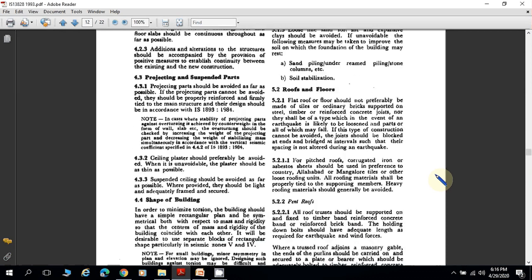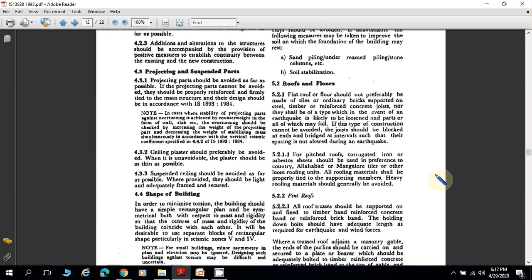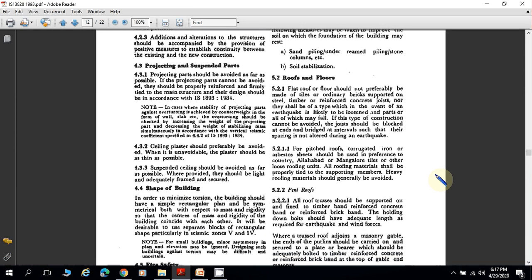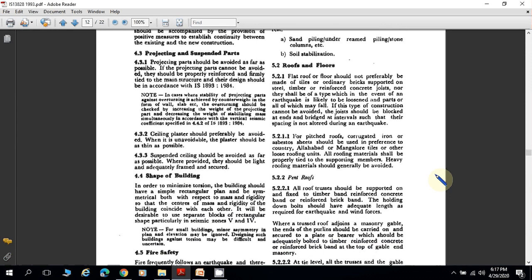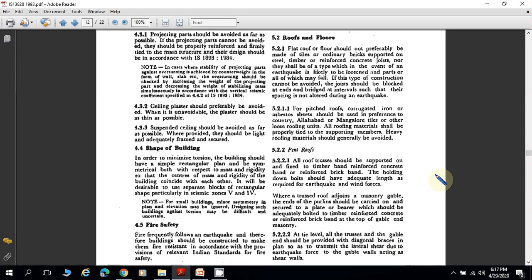Roofs and floors: the roof should be as light as possible, and a flat roof or floor should preferably not be made of tiles or ordinary bricks, because they have a lot of weight. So we have to avoid such types of flat roof and provide a pitched roof with corrugated iron or asbestos sheet, because they are light materials. So light roofs are to be provided.